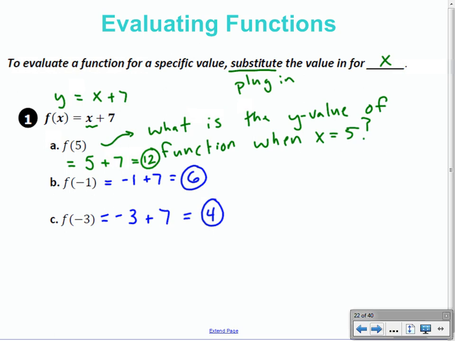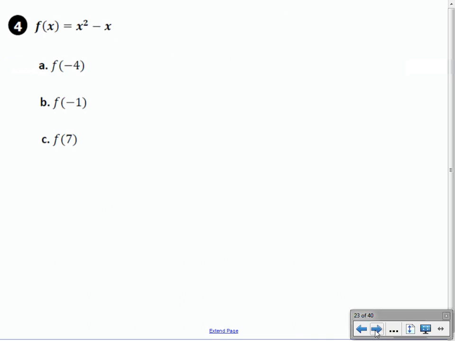So we're looking for a specific y value that pairs up with a specific x value. When x is this, what's y? That's what I want you to think about when you see function notation and when you're evaluating functions. So let's look at a couple more. This was a pretty basic pattern. We were just adding 7 each time. Let's make it a little more complicated.